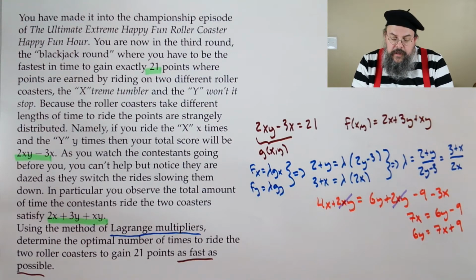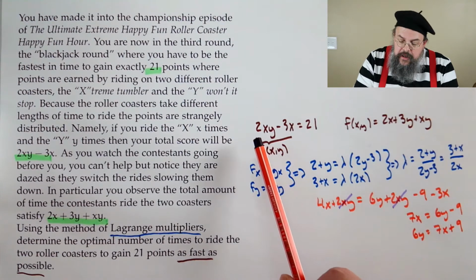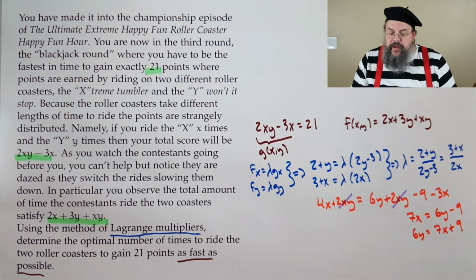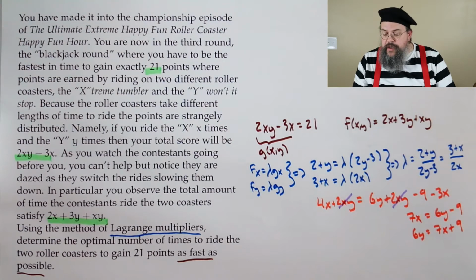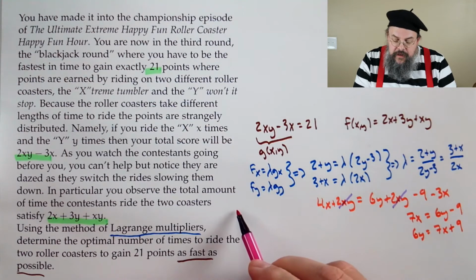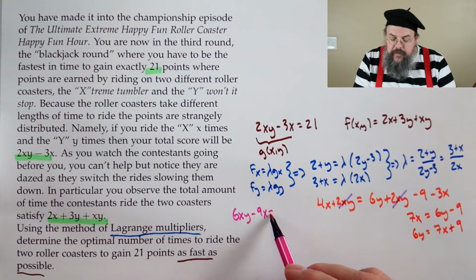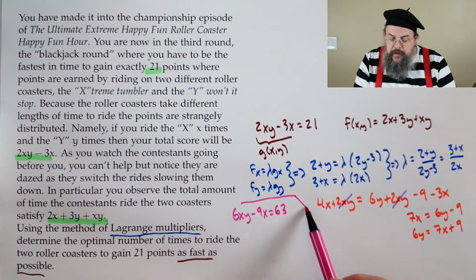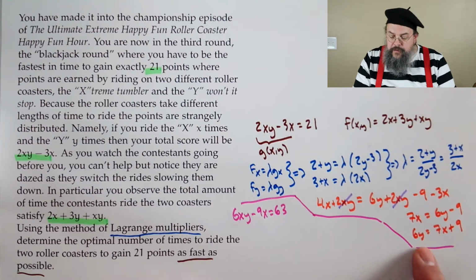Now we begin. What do we need to do? Well, how can I get a 6y? Well, I see a 2 times y. So, okay, if we were to multiply our constraint by a factor of 3, we could say, hey, 6xy minus 9x equals 63. Right? Okay, so 6y I can replace by 7x plus 9.